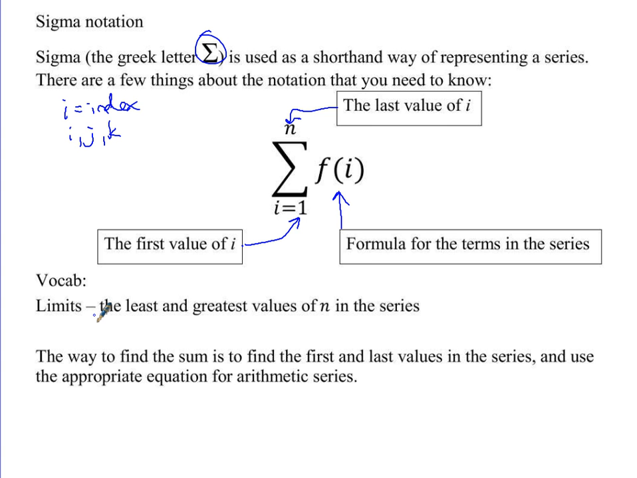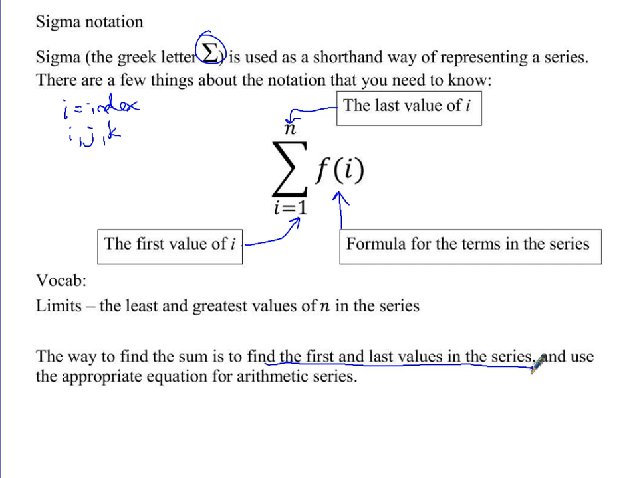Vocab word here: limit. The least and greatest value of n in the series. Your limits are here. You're starting at 1 and ending at n. The way to find a sum is to find the first and last values in the series and use the appropriate equation for the arithmetic series. So all you have to do is find the first and last values in the series, a sub 1 and a sub n. You also need to know how many terms there are. We'll deal with figuring out how many terms there are in a minute.